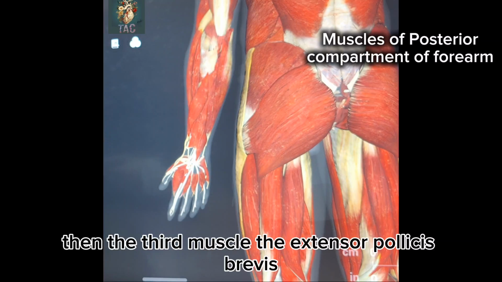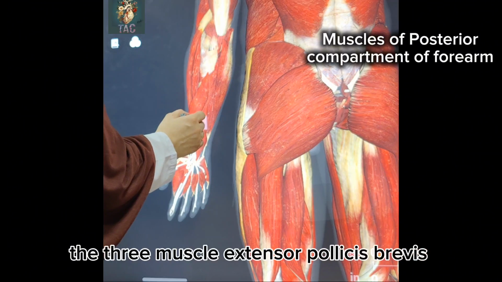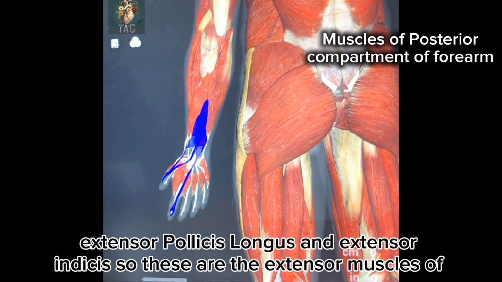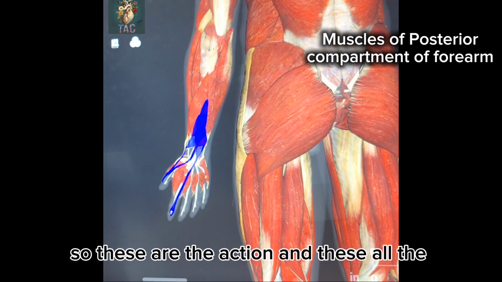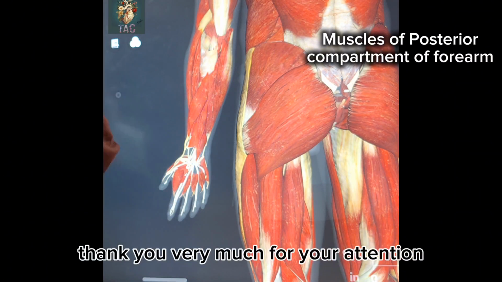Then the third muscle, which is the extensor pollicis brevis muscle. Here you can see the extensor pollicis brevis muscle, the extensor pollicis longus muscle, and then the extensor indicis. So these are the extensor muscles of the distal phalanx and the thumb, and these are their actions, and all these muscles are supplied by the deep branch of the radial nerve.